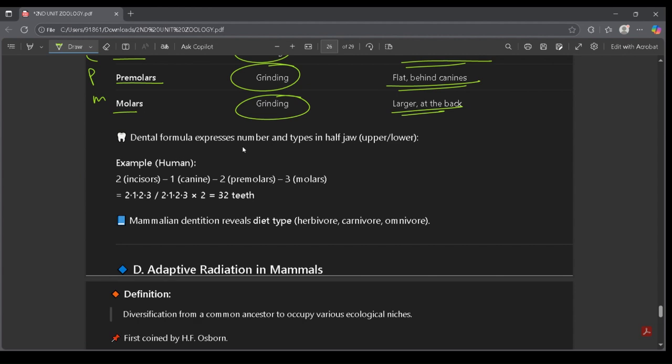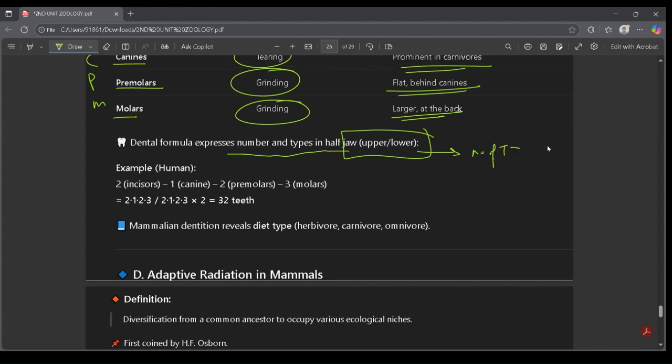Now, this is the dental formula which expresses the number and types of teeth in half a jaw. Half jaw means it gives the number of teeth in upper slash lower. Generally, upper and lower have an equal number of teeth. So here, considering two incisors, one canine, two premolars, and three molars.